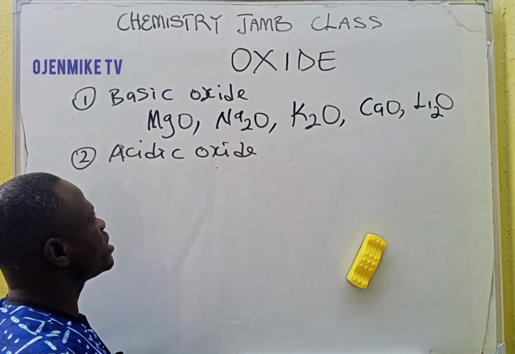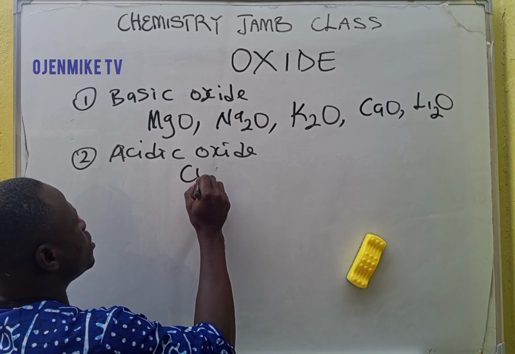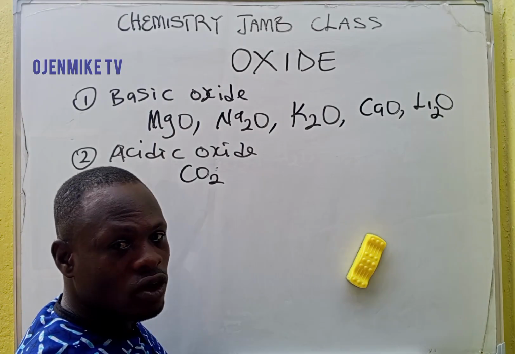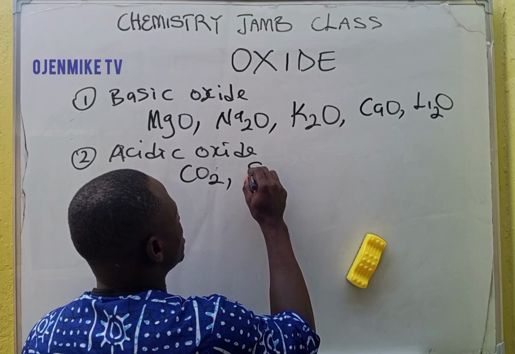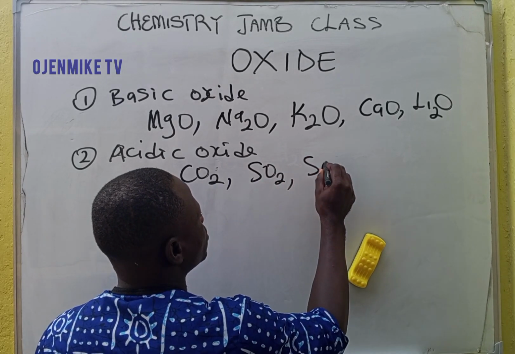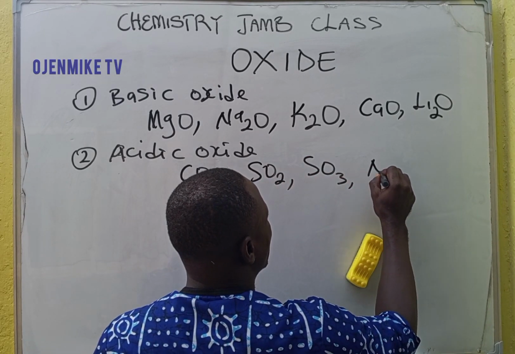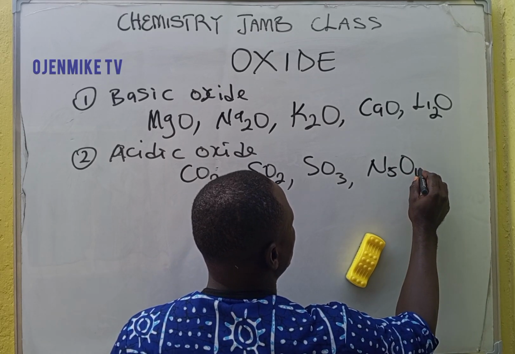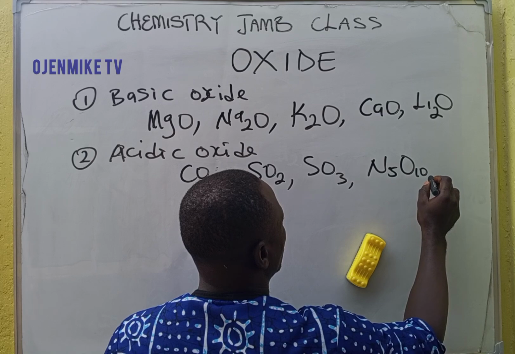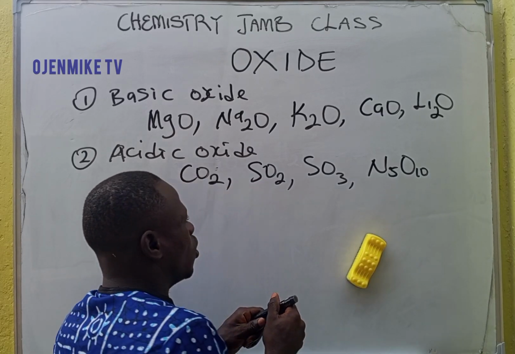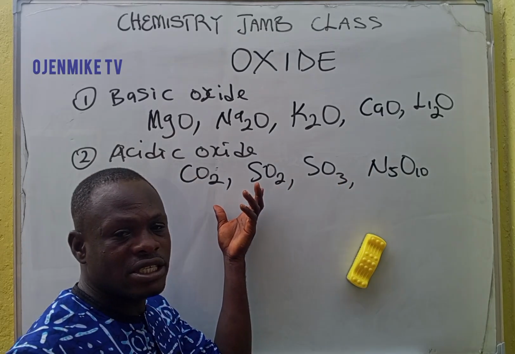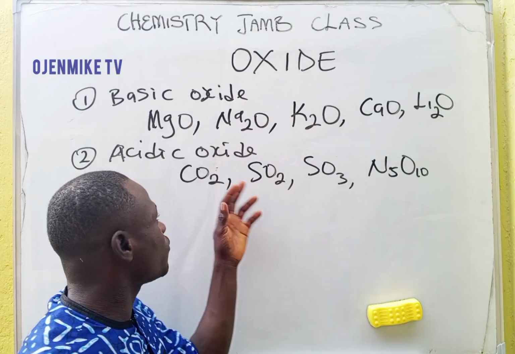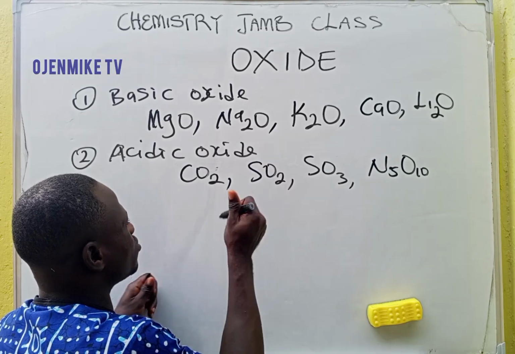You get that? So for example, we have CO2. CO2 is a practical example of acidic oxide. We have SO2, we have SO3, we have N2O5, and so on. All these ones are acidic oxide. It means that when these compounds react with water, they form what we call acid.